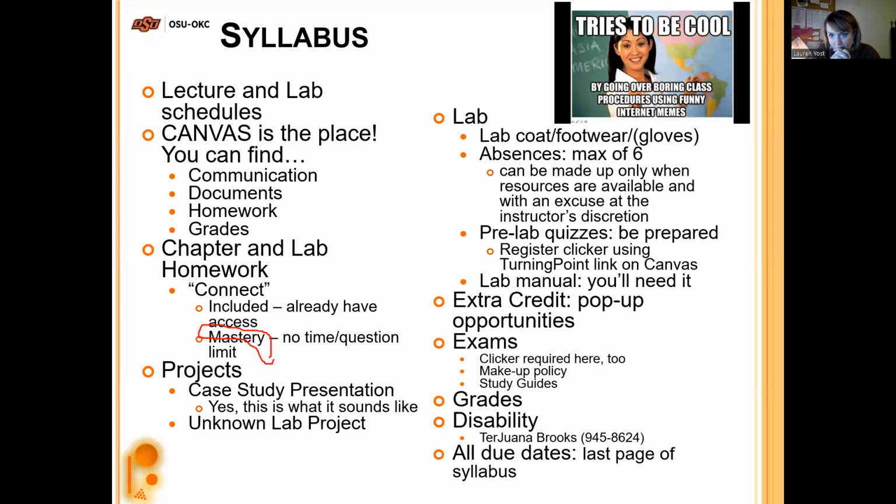I'll try to run down a little bit if I can remember. I believe the case study presentation is 10% of your grade. The unknown lab project is 5% of your grade. The chapter homework and the lab homework each are 10% of your grade. The pre-lab quizzes are 5% of your grade.